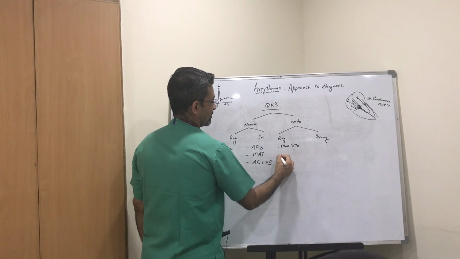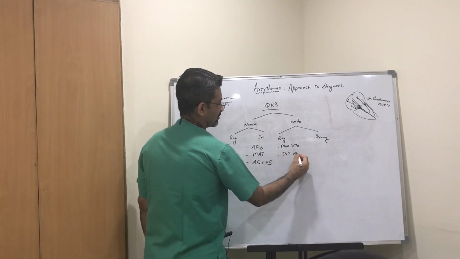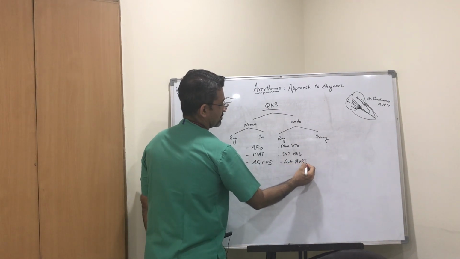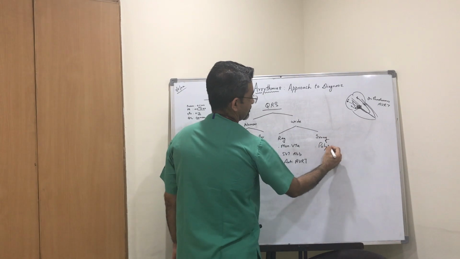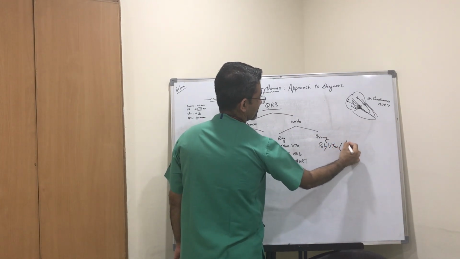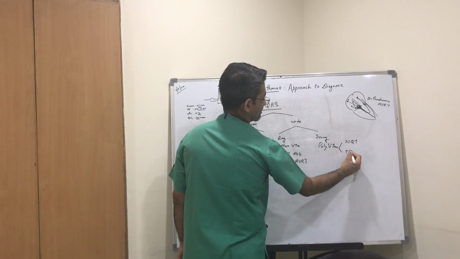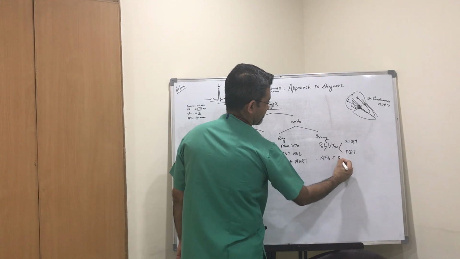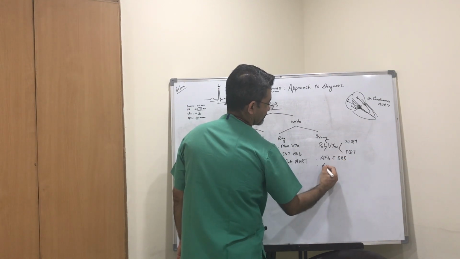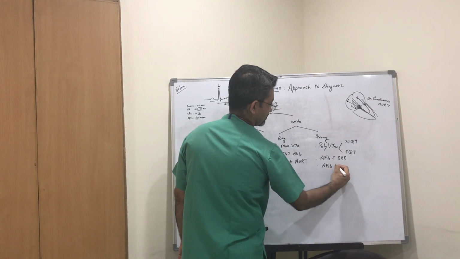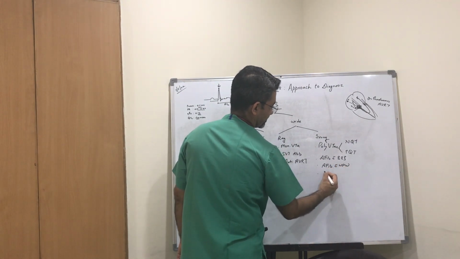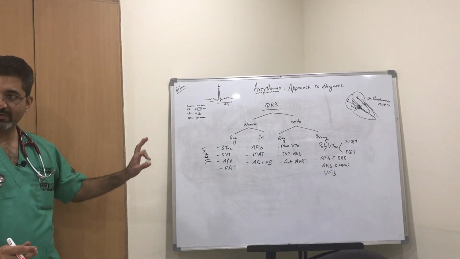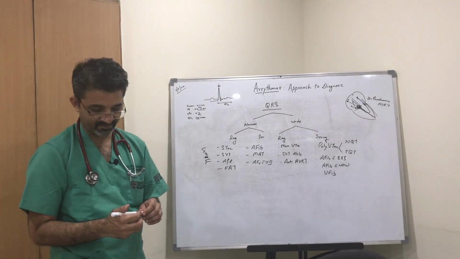In regular wide complex, you have monomorphic VTAC, SVT with aberrancy, or antidromic AVRT. In irregular wide complex, you have polymorphic VTAC, which can be normal QT or prolonged QT, AFib with bundle branch block, AFib with WPW, and VFib. I have not found a better way to learn arrhythmias apart from this.